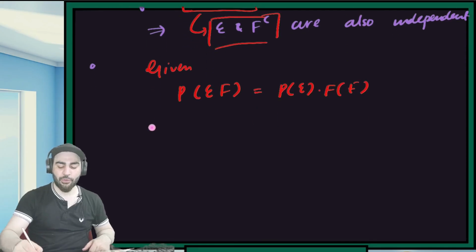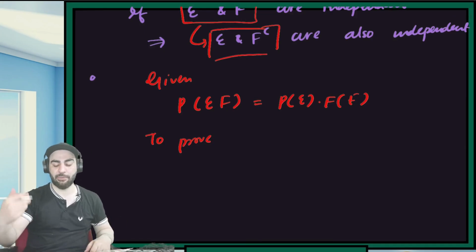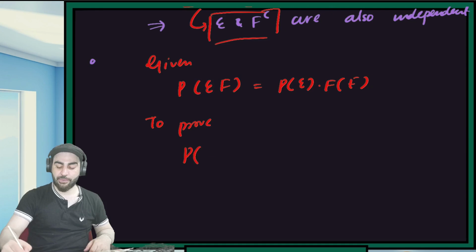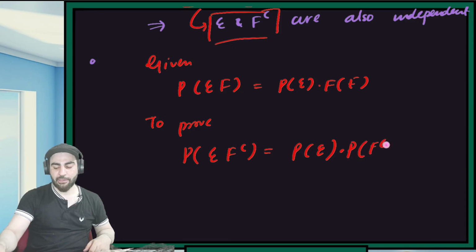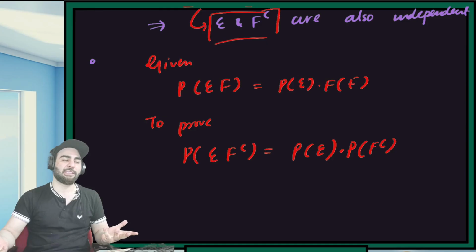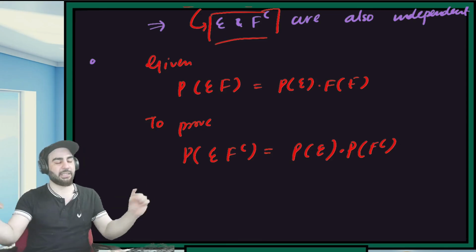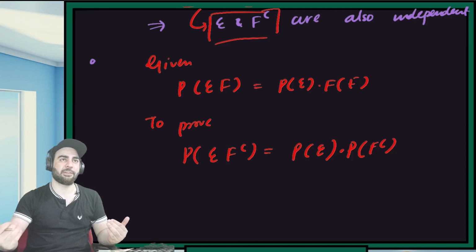So what do I have to prove? To prove is this. This was given to me as a verbose English statement, and now I am converting it mathematically. So to prove is this: P of E and F complement is equal to probability of E multiplied by probability of F complement. Why am I proving this? Otherwise, proving these things is not necessary; you can do it on your own. I just want to show you how to think mathematically, how you can put something written in words into mathematics and then reason from it.